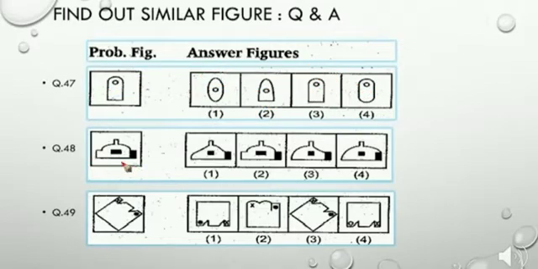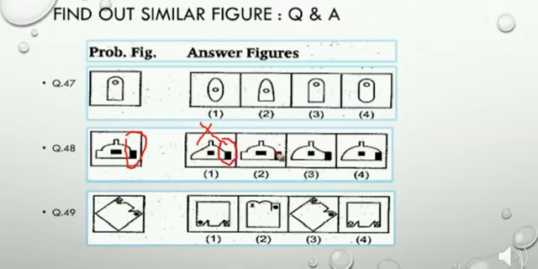Let's go to the next question, question number 48. This is a problem figure given and there are 4 options given. Let's check whether any of the answer figures is exactly similar to the given problem figure. Let's check for this area first, whether this portion is available in the answer figures. Let's check in this. It is available, but here it is not curved. This portion is not curved. It was curved here in the problem figure, but here it is not curved. It is a straight line. Can't be the answer.